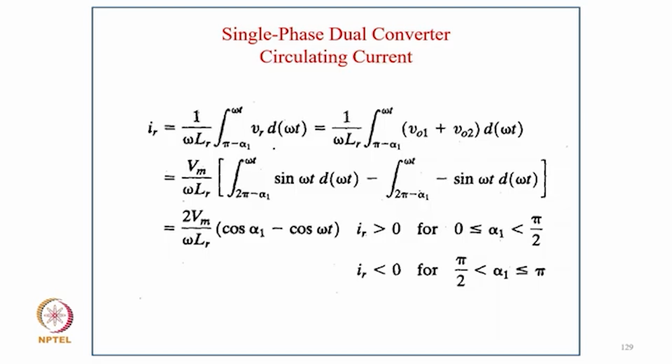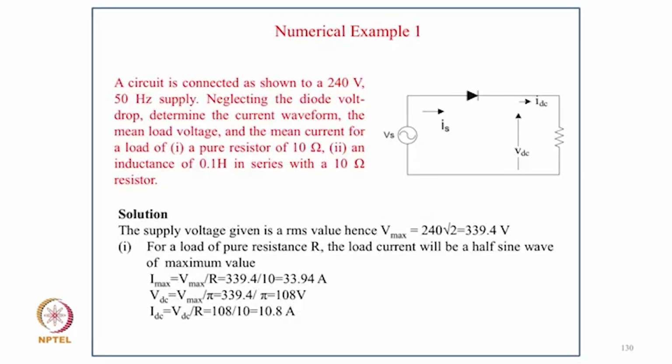Now coming to numerical example 1, a circuit is connected as shown here in the figure, 240 volt, neglecting the output drop. Determine the current waveform, the voltage, and the mean load current for a pure resistive load of 10 ohm, and for an inductive load of 0.1 H in series with the 10 ohm.